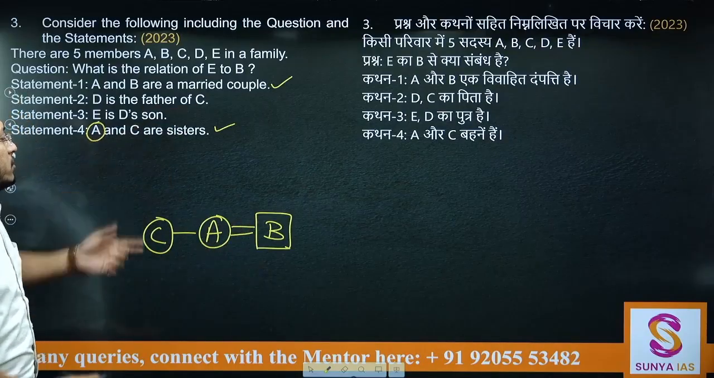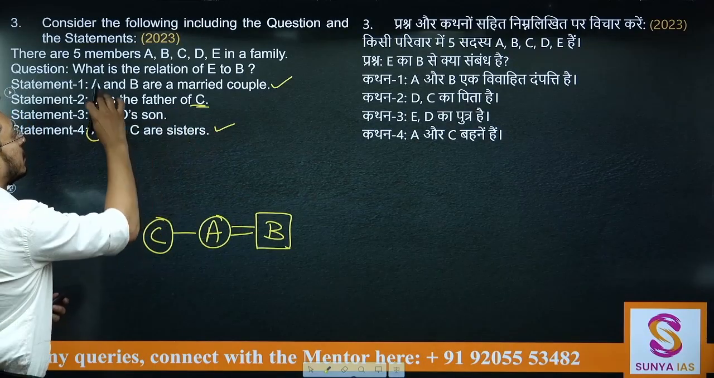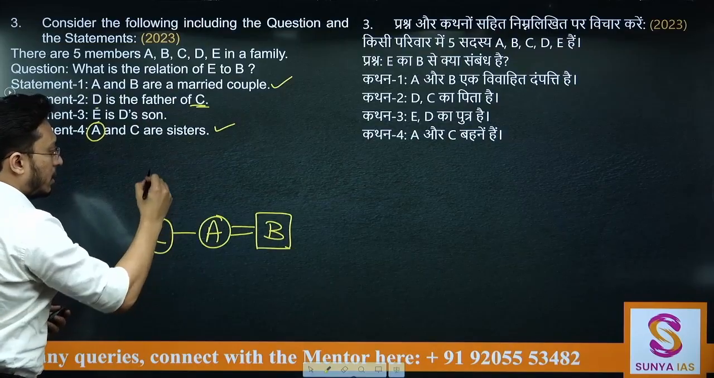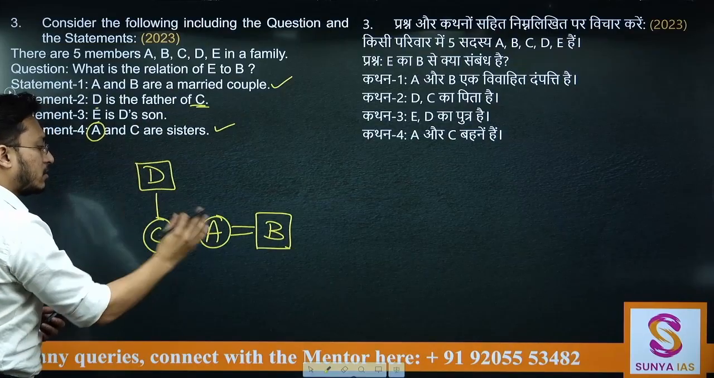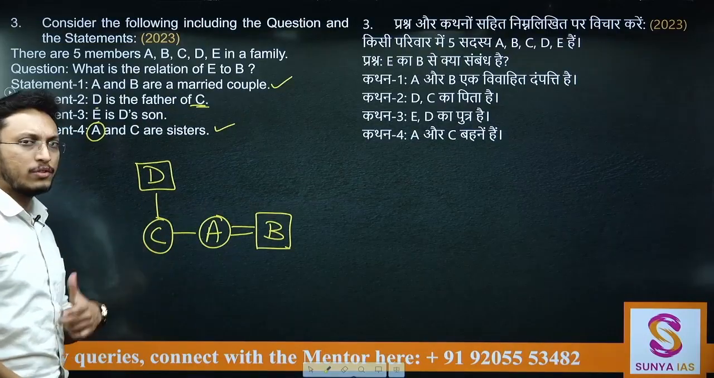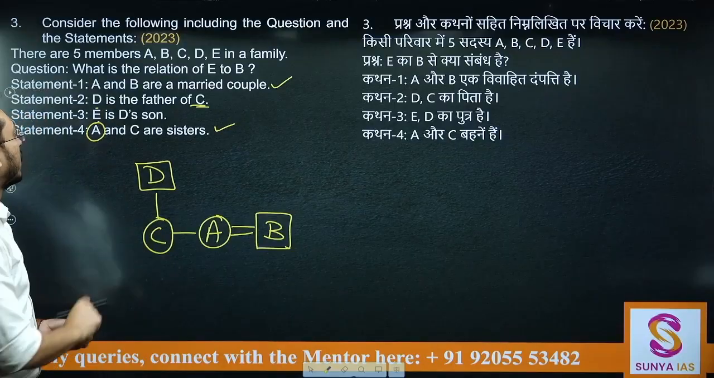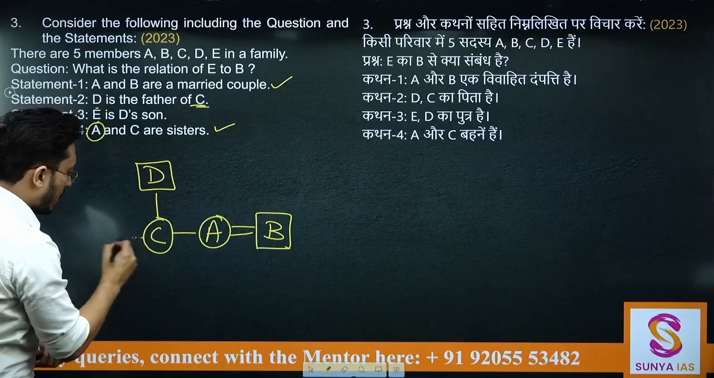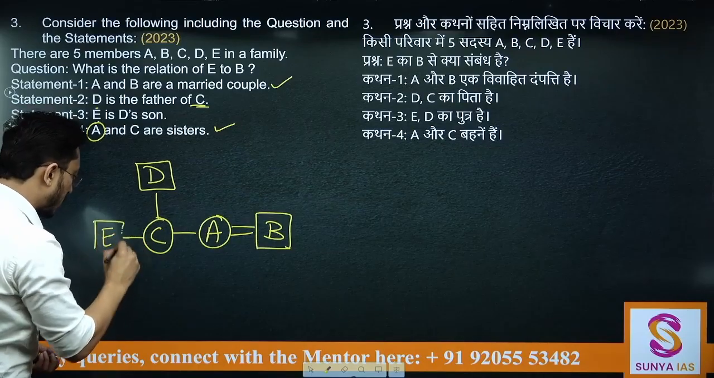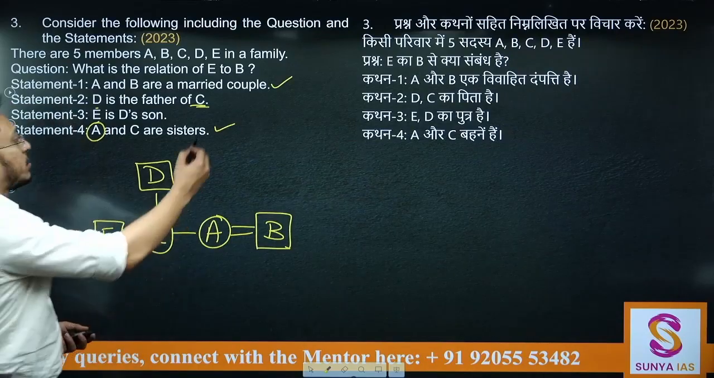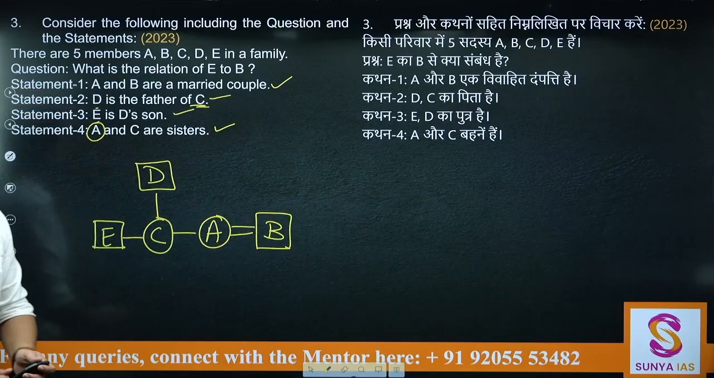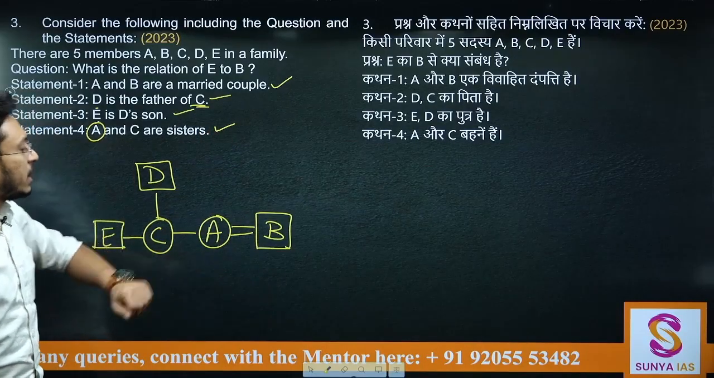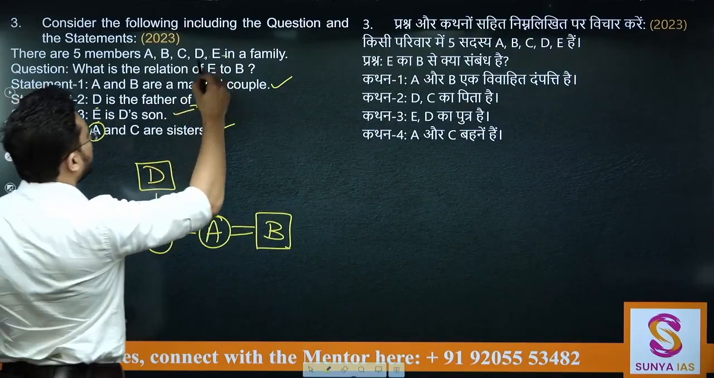Let's use a statement about C which says D is the father of C. So D is the father of C. Can I say D is the father of A also, because these two are sisters? So this is what we have. E is D's son. So D is also having another child, that is E, and E is the son here. So we have this information given in all the 4 statements, and they are saying what is the relation of E to B.